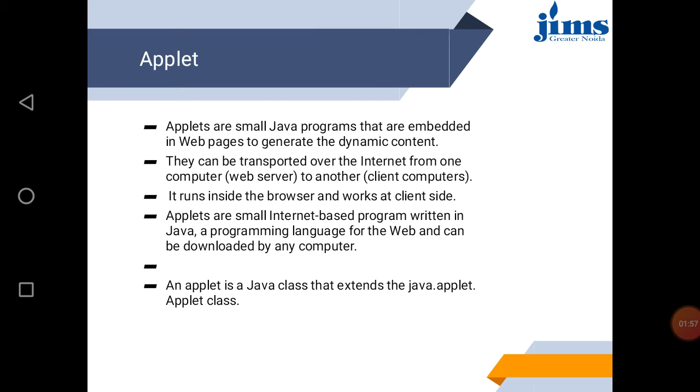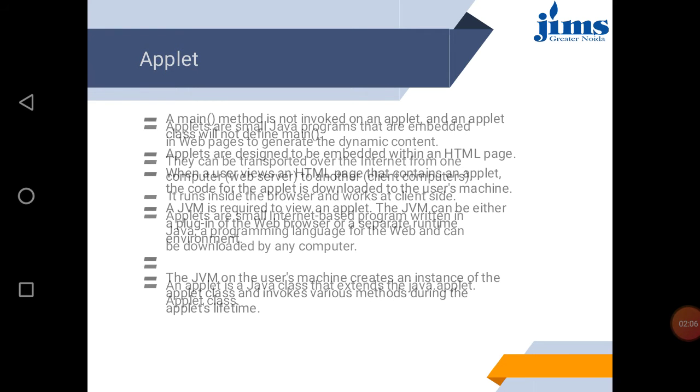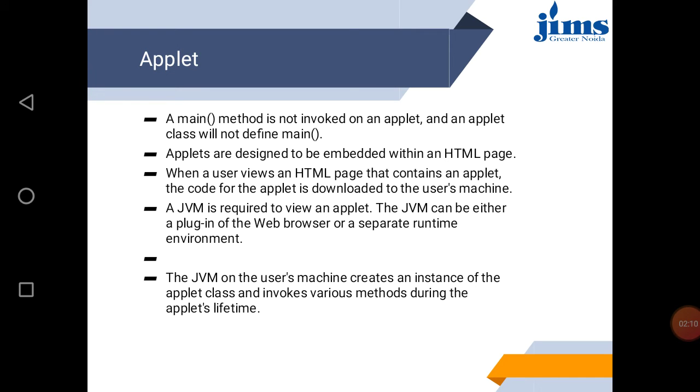An applet is a Java class that extends the java.applet.Applet class. A main method is not invoked on an applet, and an applet class will not define a main method. So in Java, we use the main method, and with that we start our program. But when we develop any application using applet, that applet does not contain any main method, so that it can be accessed or run by any other machine. In that, we do not require a main method.